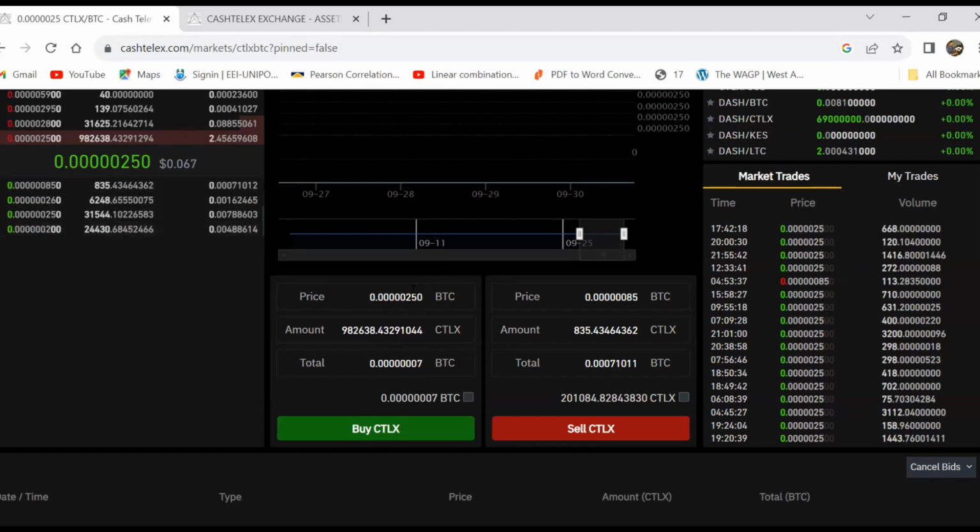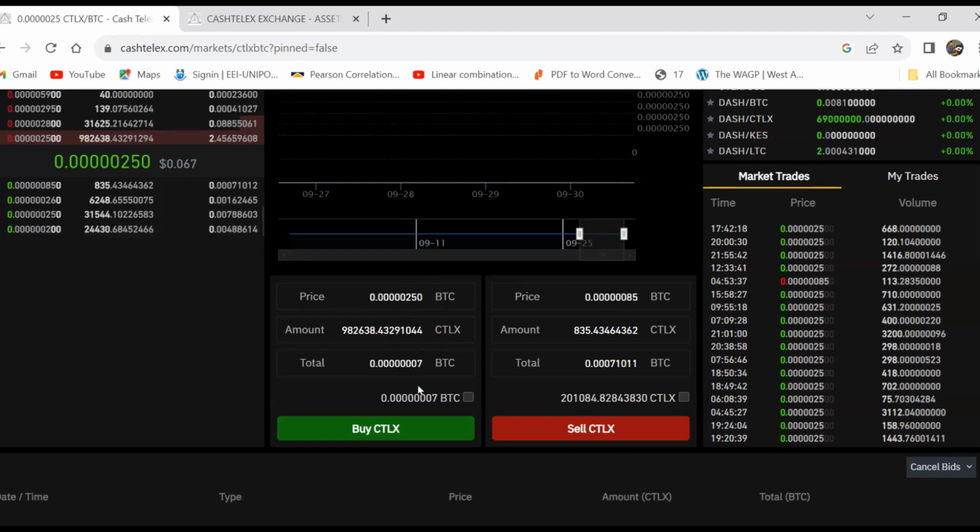So once you set the price you want to buy at, it will automatically generate the total number of CTLX that your Bitcoin can get. And if you're not using the total number of Bitcoin, you will select, okay, I want to buy so total. You can reduce it to the number of Bitcoin that you want to buy. So you just set the total amount here.